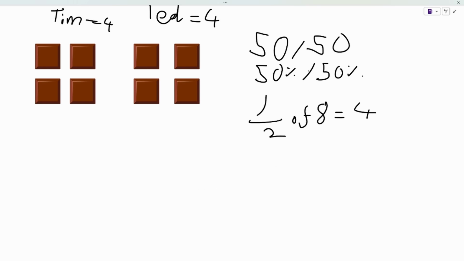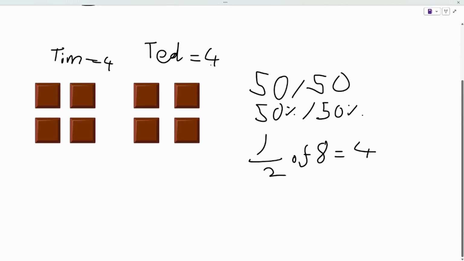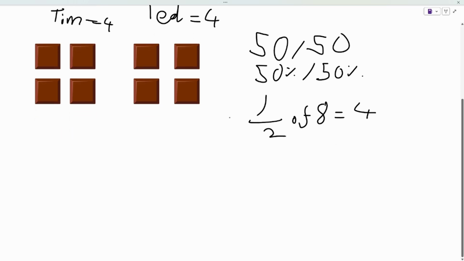So here I've used percentages and I've used fractions to talk about the ratio. Well, have we got to the ratio yet? No, we haven't. So let's try and represent this chocolate example as a fraction. So first of all, let's start with the fraction. So there's 8 squares in total. So that means our denominator is going to be 8. Makes sense, right? It's 1, 2, 3, 4, 1, 2, 3, 4. So 8 squares altogether, 8 parts. So Tim would get 4 out of 8, as would Ted. Ted also gets 4 out of 8.